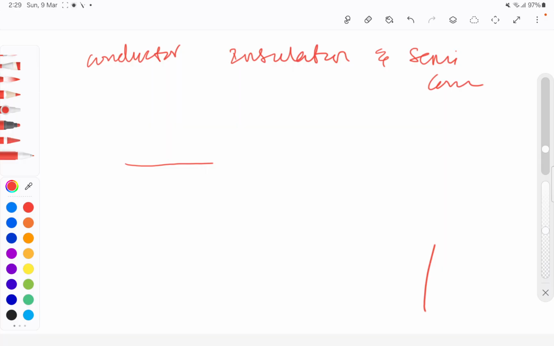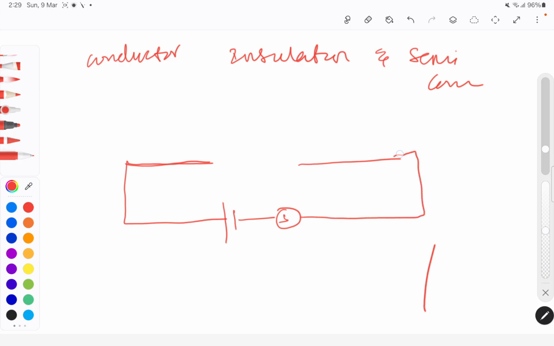Take one conductor like this. Suppose this is a conductor, and connect this to a battery and connect one switch. Okay, now in between this, in suppose this area, you connect one bulb.